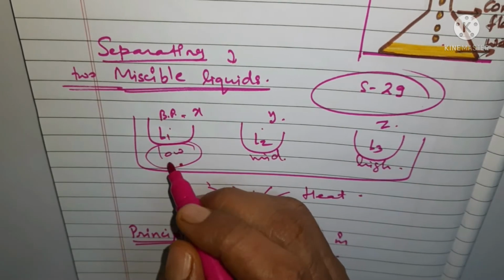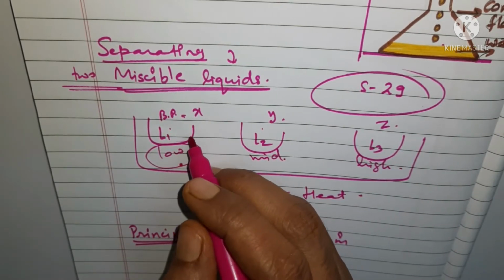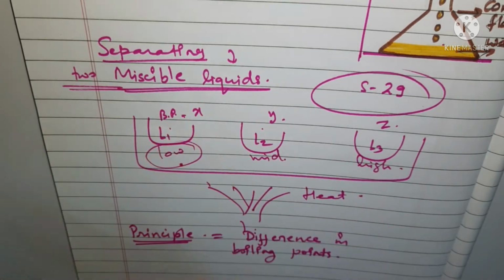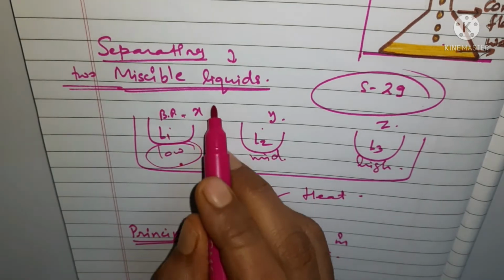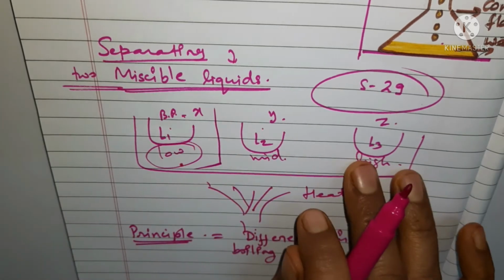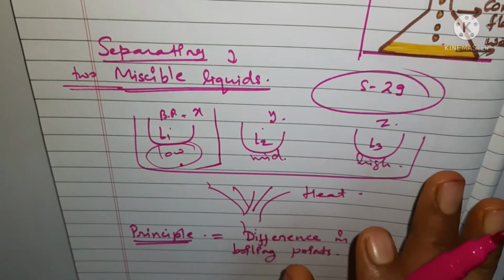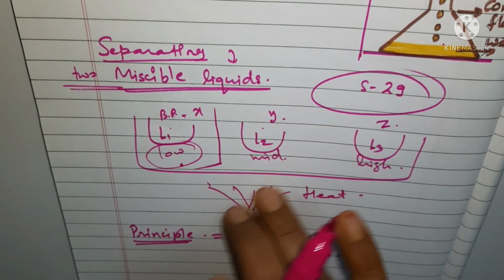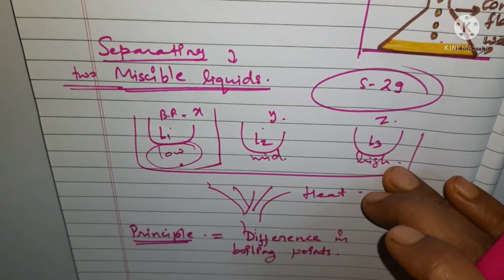When that liquid vaporizes, the vapor is allowed to pass through the condenser, where it is cooled down and condensed, and then it is collected into another beaker where it is separated out from the other two liquids. Understood? The same is done for the second liquid, and the same thing is to be done for the third liquid.